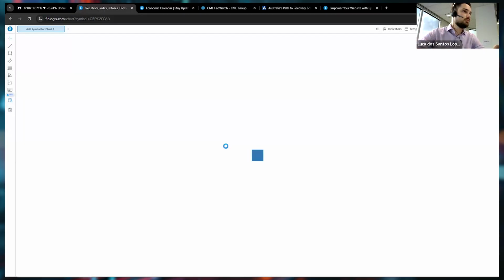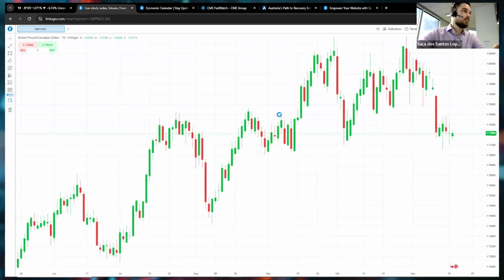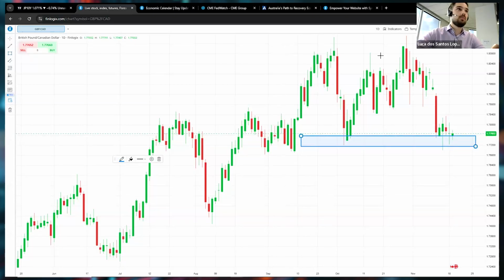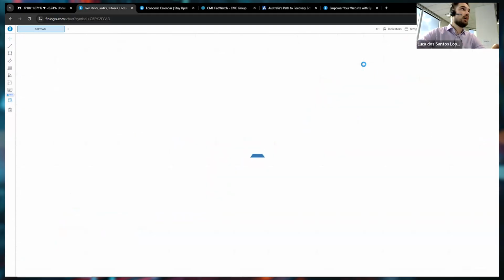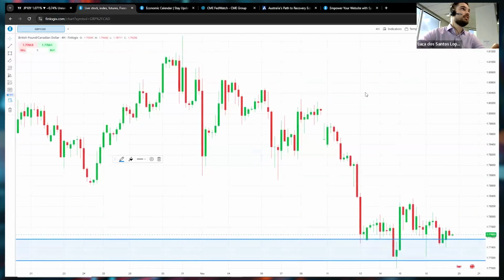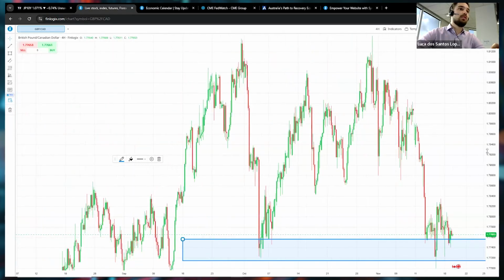GBPCAD. That's the daily chart. Okay, something interesting here. We have some sort of support here. Let's go to the 4-hour chart. I won't be able to analyze everything, but yeah. Okay, so GBPCAD.